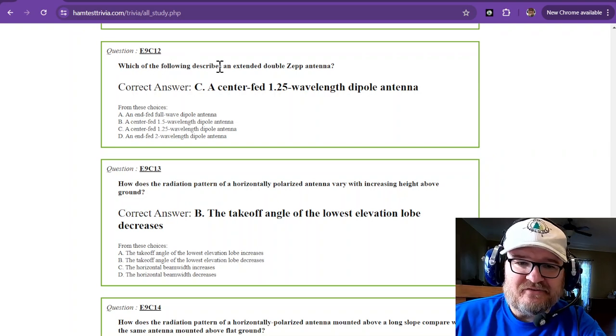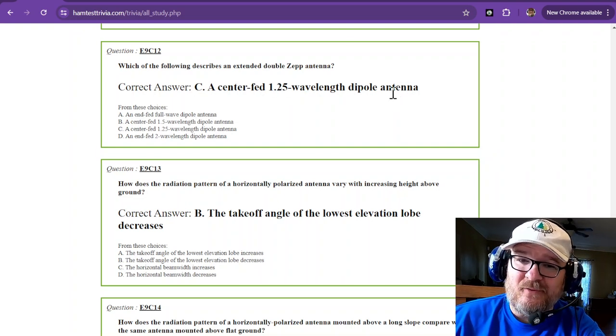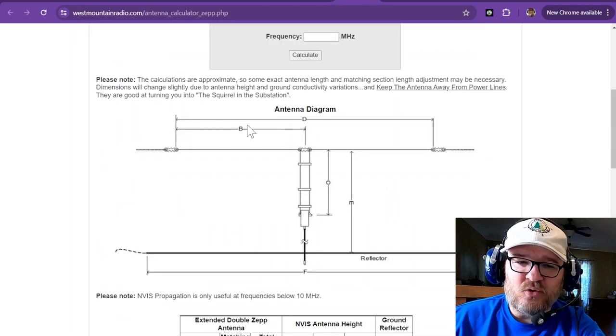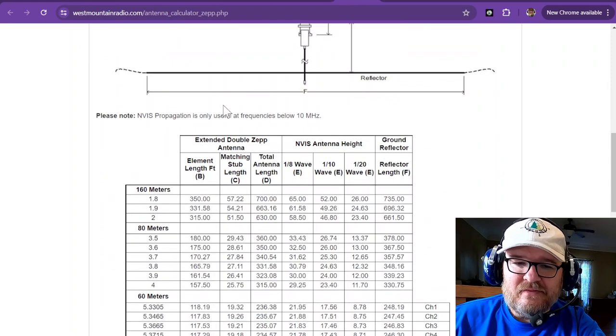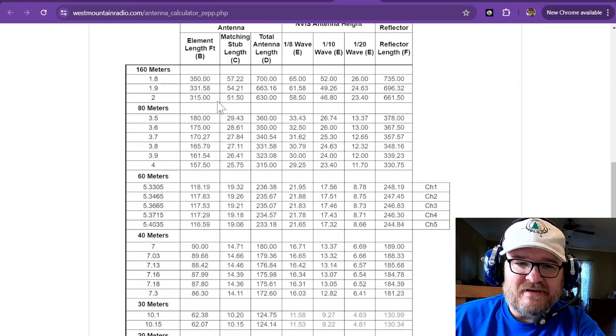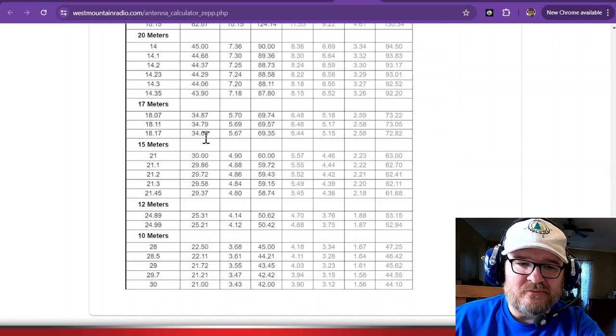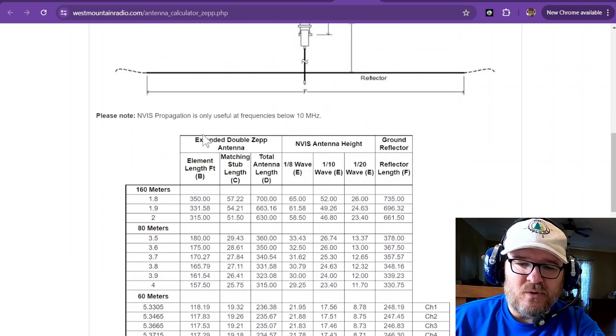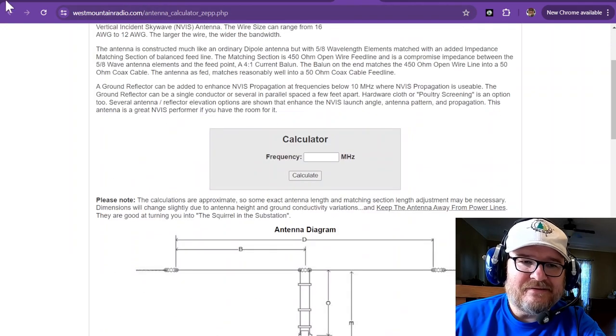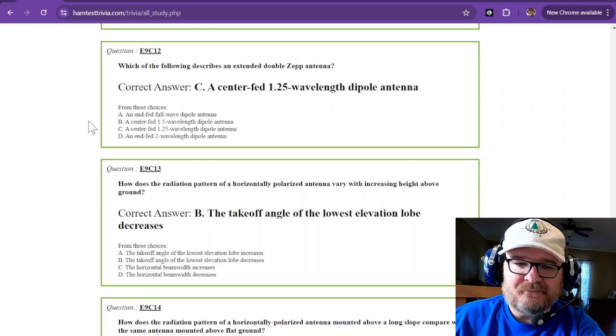Which of the following describes an extended double ZEP antenna? So the double ZEP antenna is a center-fed 1 1/4 wavelength dipole. So it's not a half wavelength, it's 1 1/4. And this particular West Mountain Radio, not a sponsor, but they have all of these lengths figured out for you, so you can pick whichever one you want to build. And they have a calculator for you.